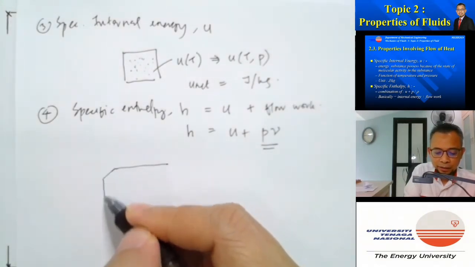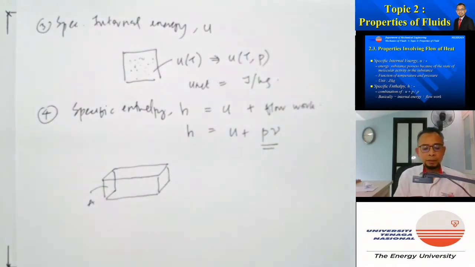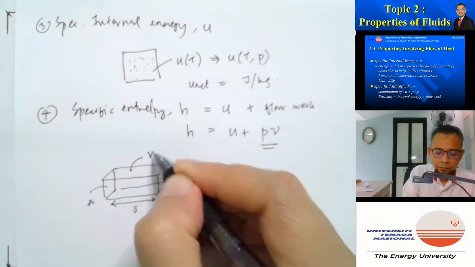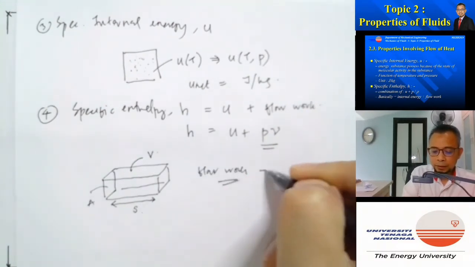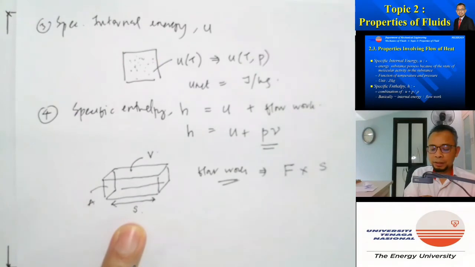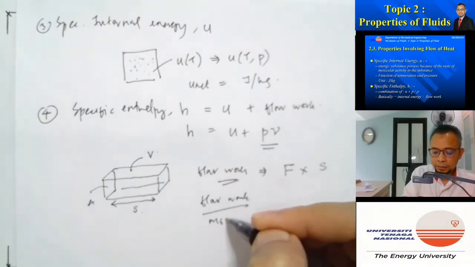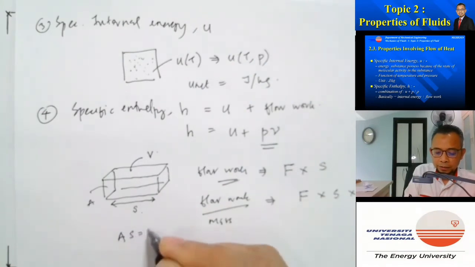Let's say we have an area A of fluid which moves over a distance S that will create a volume V. The flow work is equal to force multiplied by the distance traveled. So flow work per unit mass is equal to force multiplied by distance traveled multiplied by 1 divided by the mass. But from here we know that A times S is equal to V.